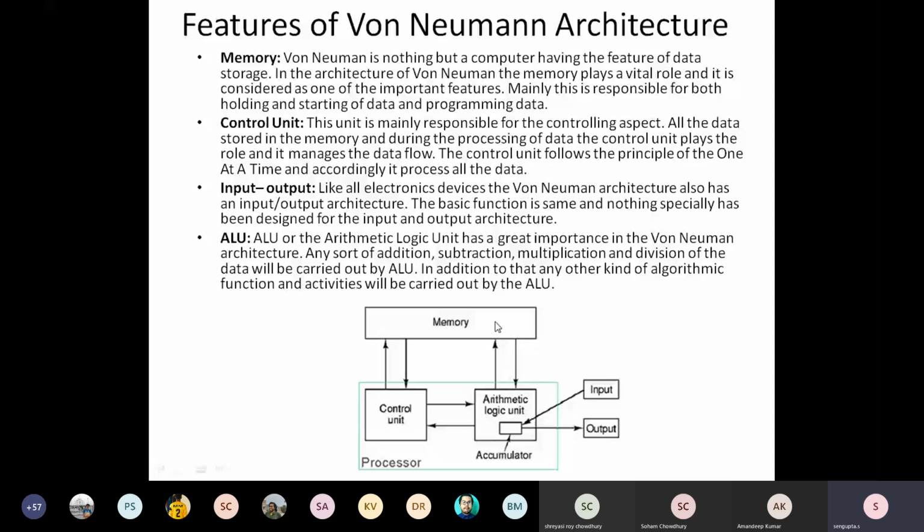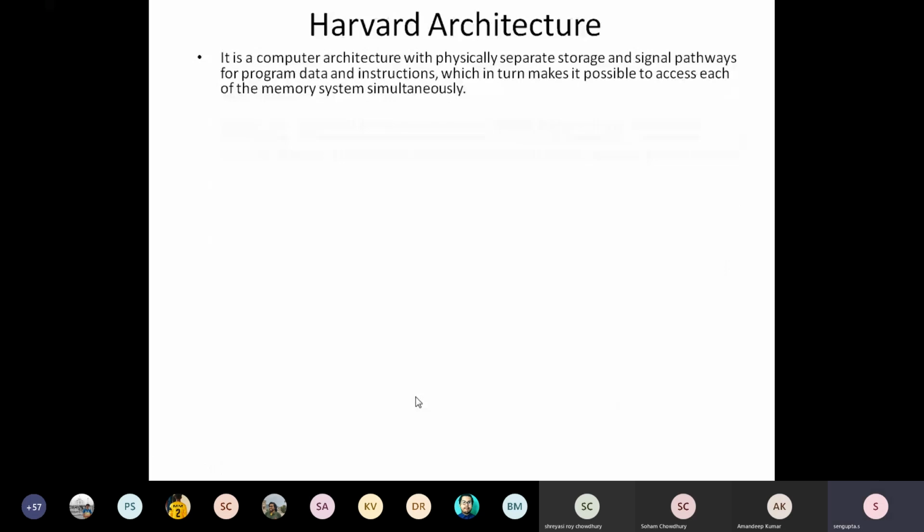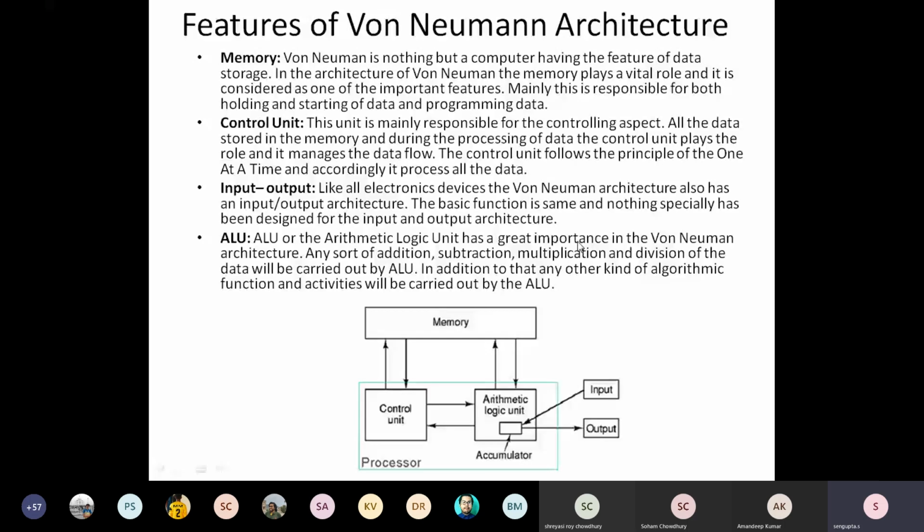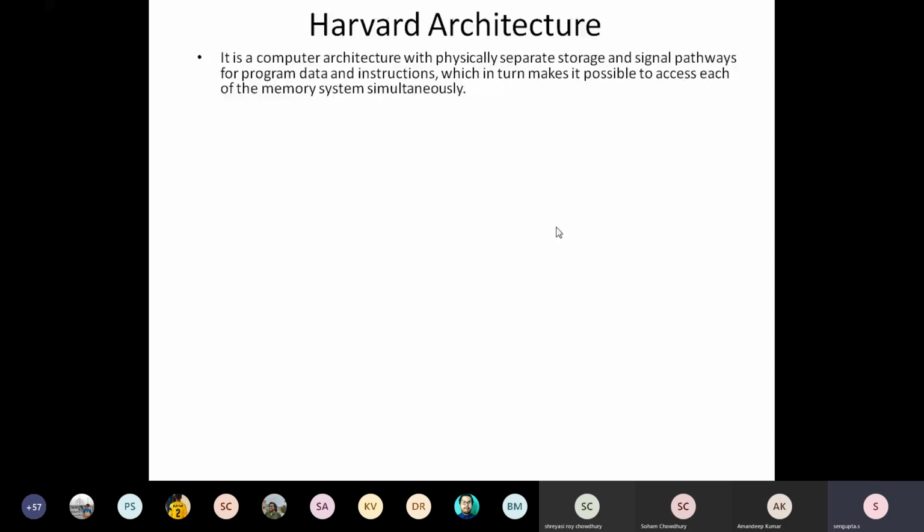So this is again very generic, and then comes the architecture with physically separate storage. That is the difference here. Both of them have storage, but here there is some kind of partition or separate dedicated storages, and separate signal pathways for program, data, and instruction, as in the operands and the opcodes, which in turn makes it possible to access each of the memories simultaneously.